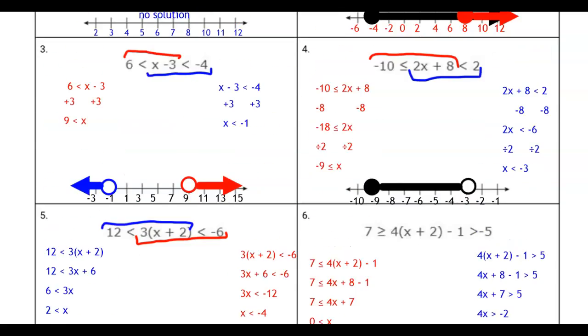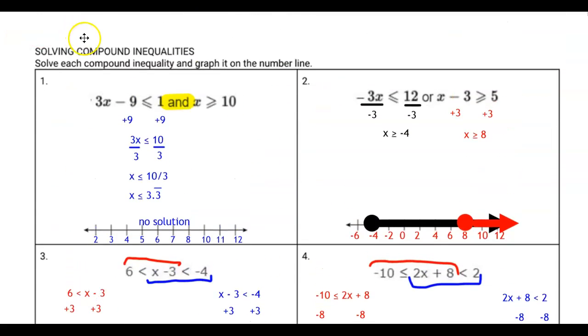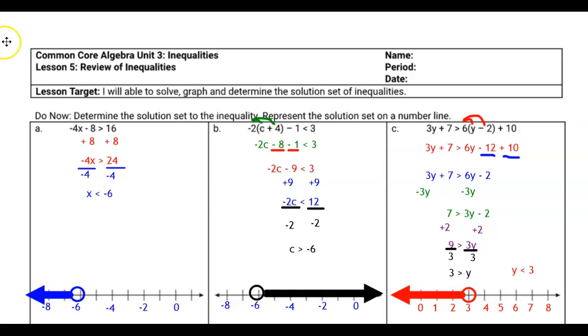All right, this was the video on solving compound inequalities. It was part of the larger video series on the review of inequalities for Unit 3.